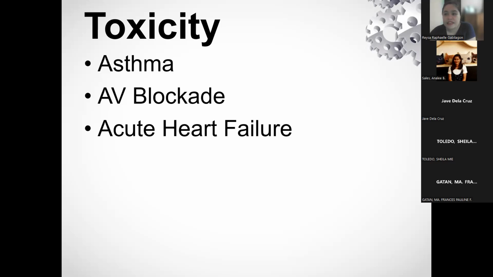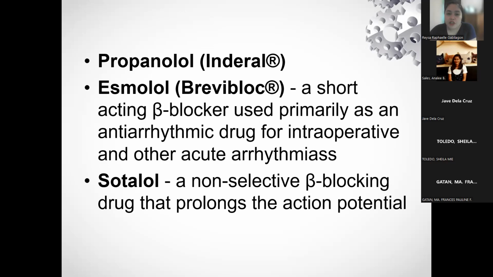we really should not give some of our beta blockers, again, especially the non-selective ones. And then AV blockade, that's atrioventricular blockade. Just remember, we are going to slow down even the conduction velocity of the heart. And for some, since we are slowing down the heart itself, this may cause acute heart failure. So these are examples of the beta blockers that are used for arrhythmia.